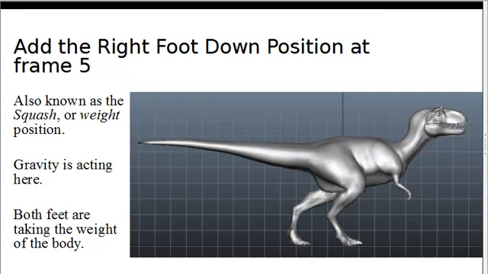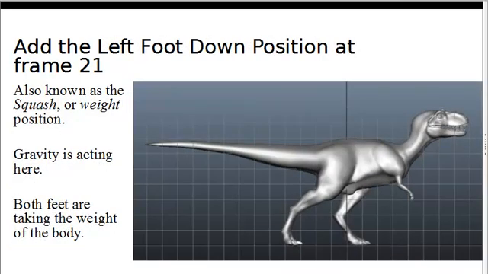So now we're going to start adding the breakdown positions. And we'll do that at frame 5. We'll add the right foot down position at frame 5. Now, this is where both feet are taking the weight. So on our imaginary treadmill, both of these feet are going to be traveling backwards because they're both taking the weight. Neither foot is in motion at this point. Gravity is acting on the body. Both feet are taking the weight.